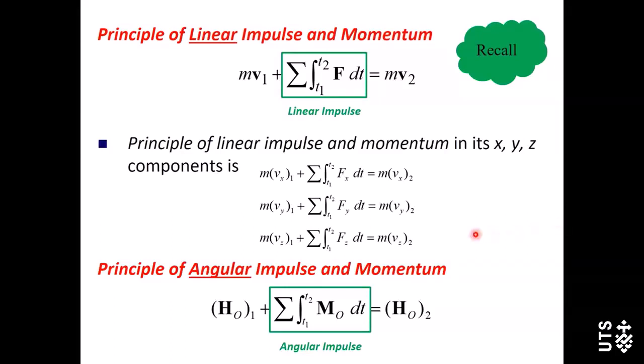Principle of linear impulse and momentum of a particle. This principle tells us in a time period from t1 to t2, a particle's initial linear momentum mv1 plus a linear impulse on the particle is equal to the particle's final linear momentum mv2.